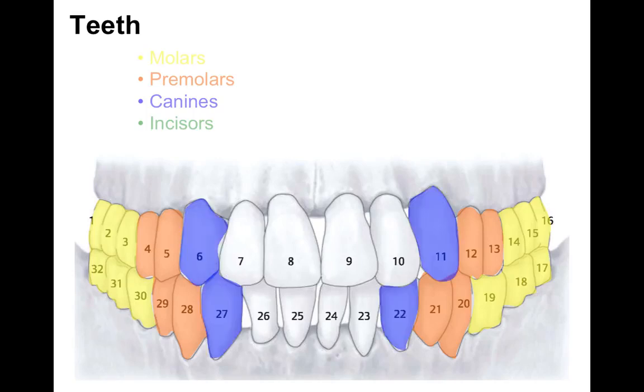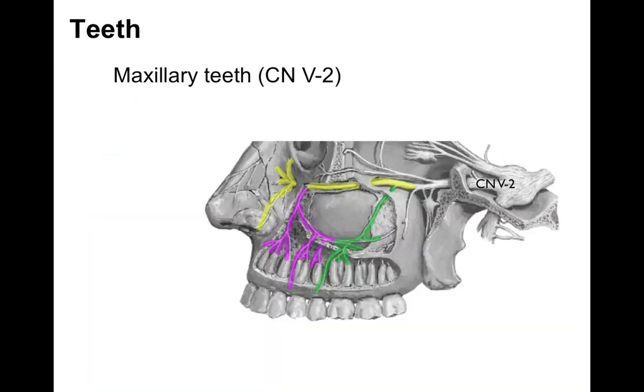And then our canines, teeth 6, 11, 22, and 27. And then finally our incisors, 7 through 10, 23 through 26. And there we have our teeth. Now, our molars and premolars are for grinding, the canines are for ripping, and the incisors are for cutting food. And so our molars 1, 16, 17, and 32 are known as the wisdom teeth because they're usually the last ones to come in. Now, what about the sensory innervation of our teeth?